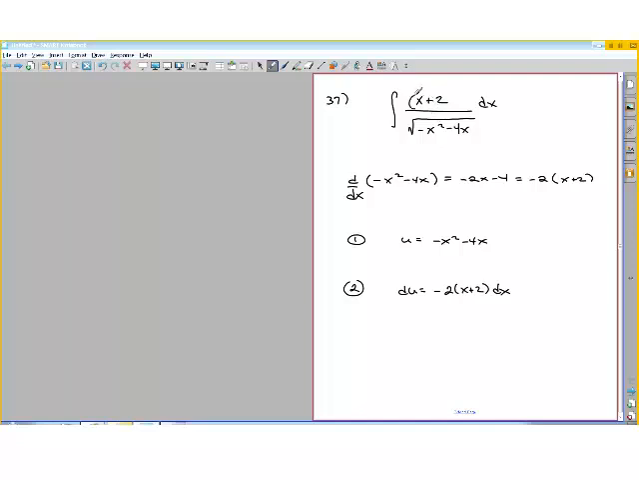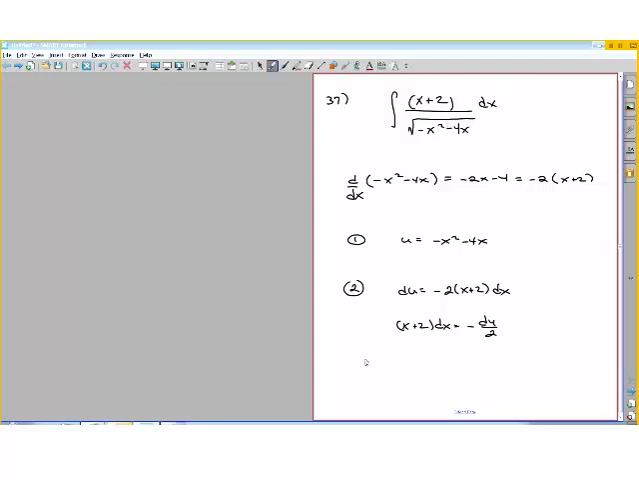So we go back here. You see we have the quantity x plus 2 times dx. Here I have negative 2 times x plus 2 dx. So I'm going to solve for what I have in the original equation, which is x plus 2 dx. And that's going to be equal to negative du over 2. So I divide both sides by negative 2. So I can make that substitution.